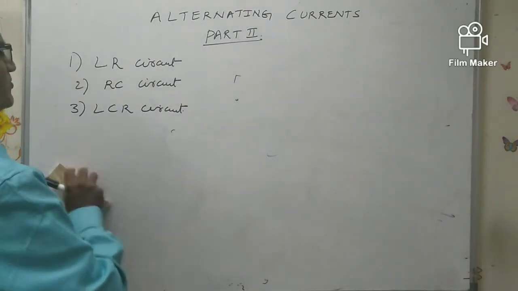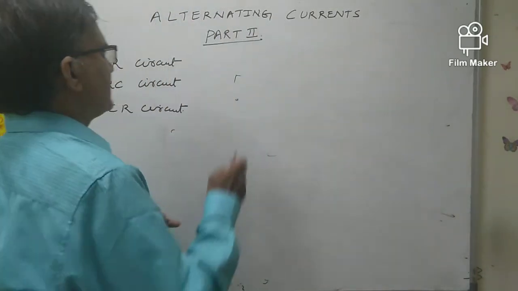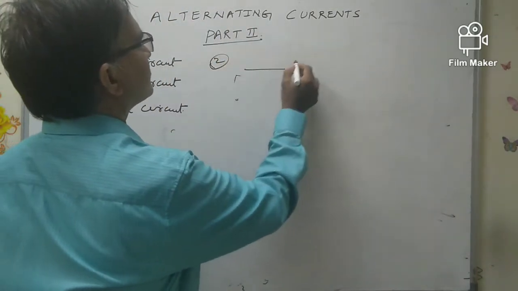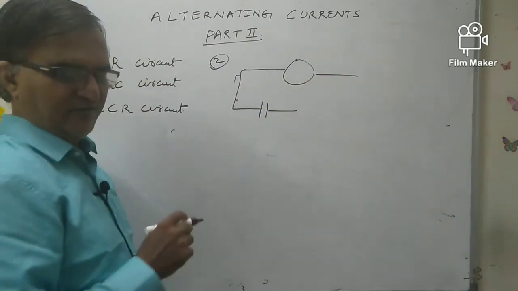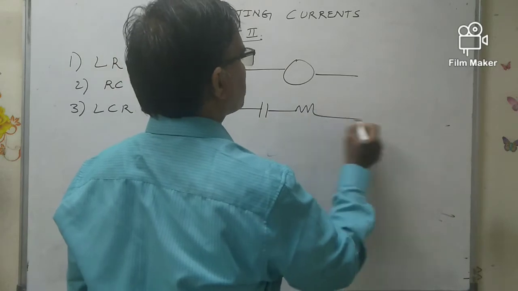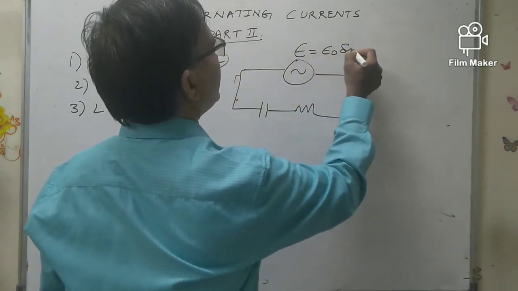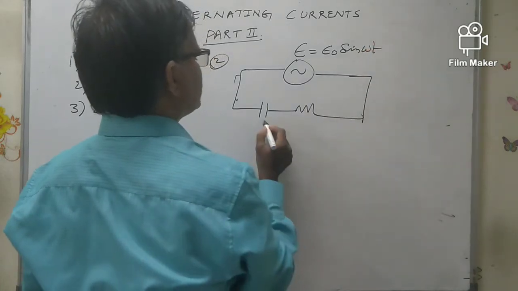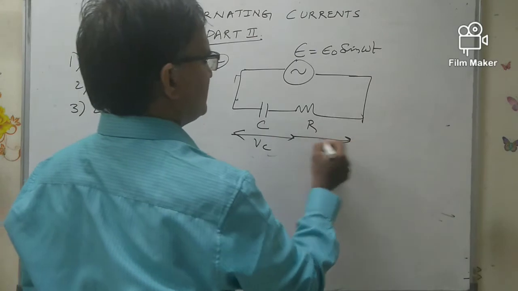And next we have the RC circuit. An RC circuit means a circuit containing a capacitor and a resistor. You have E equal to E naught sin omega t, the same input signal. The potential difference across the capacitor is Vc.